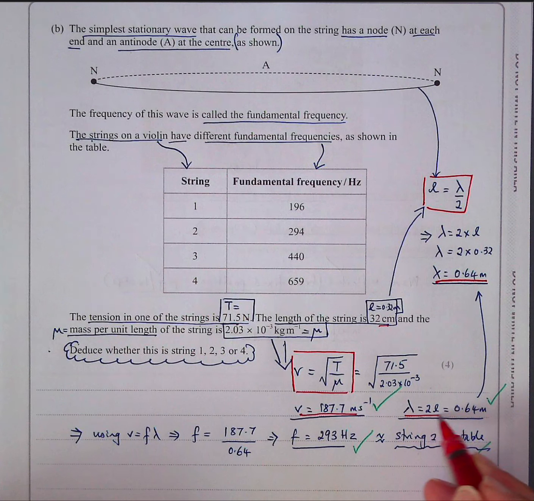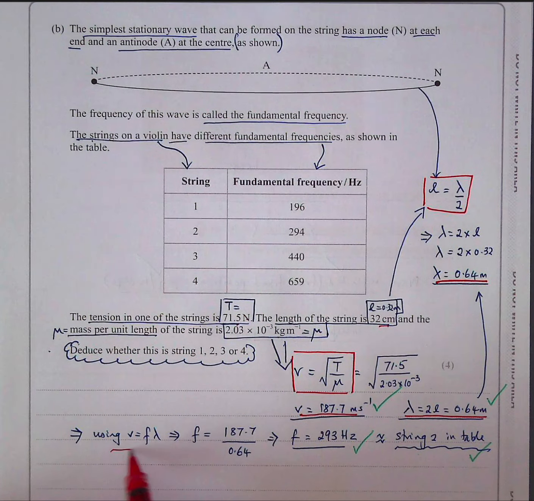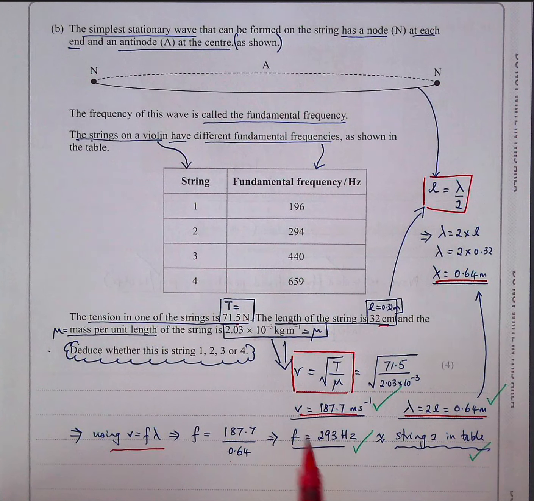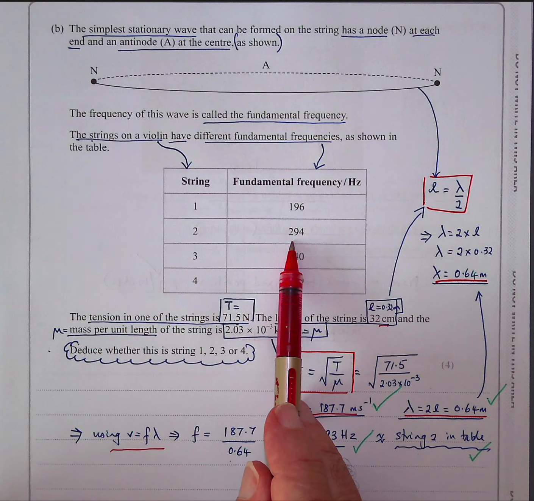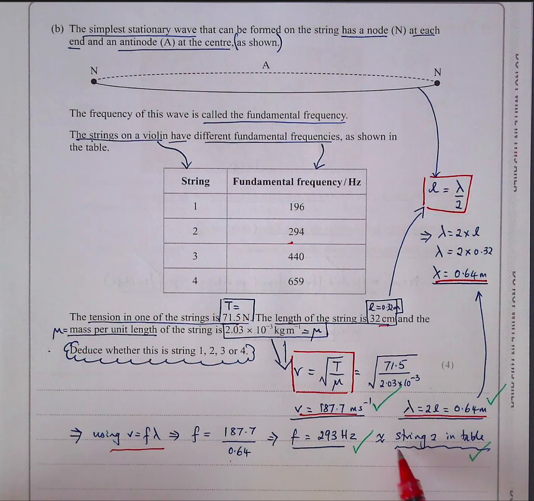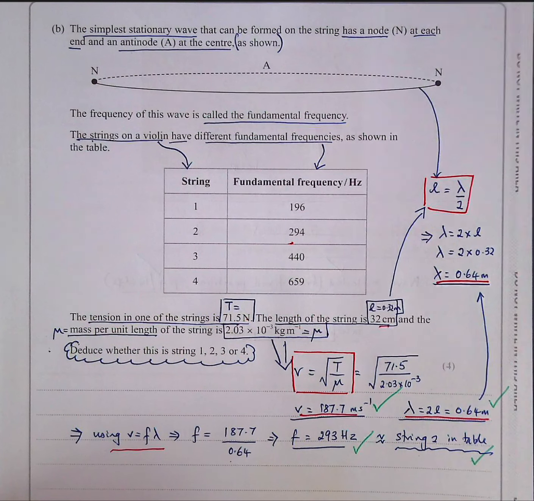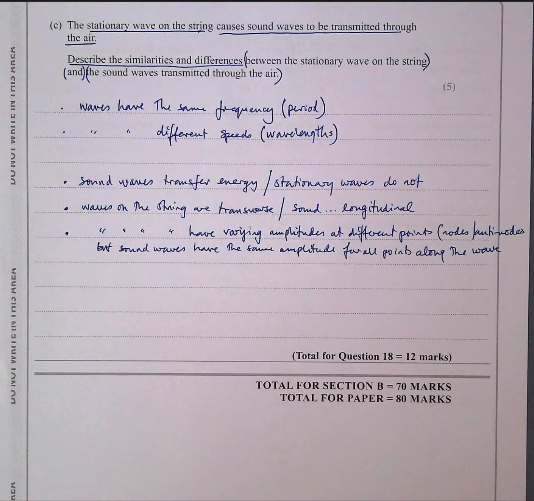We know the wavelength, as I've shown you, is 0.64 meters, because it's 32 centimeters. You can then use the wave equation to work out the frequency being 293 hertz, where you'll see that's approximately equal to 294 for string 2, so it's approximately equal to string 2. And there is a penultimate part of this exam. You're over halfway through this exam and you're onto the last page.